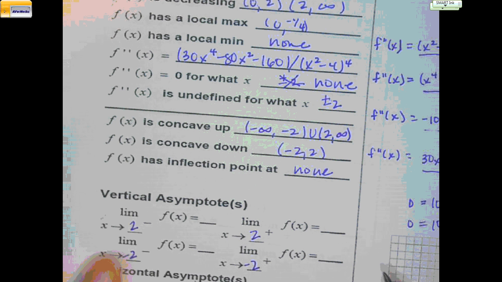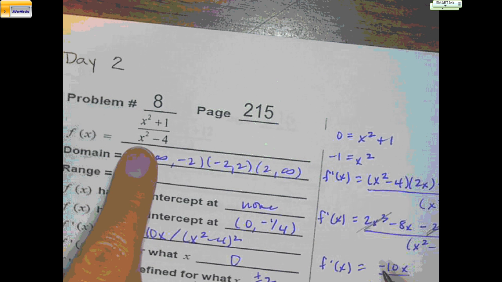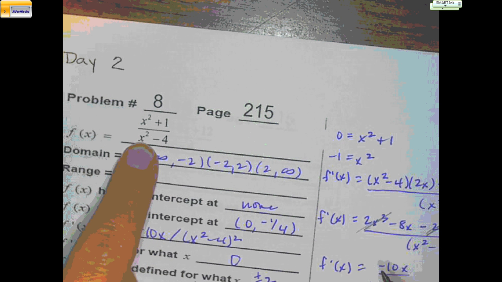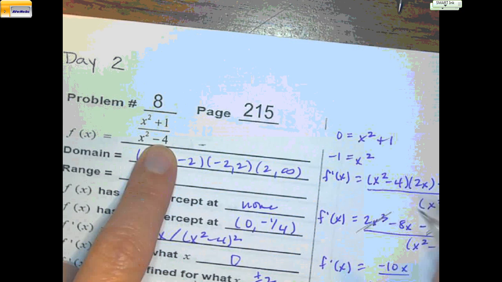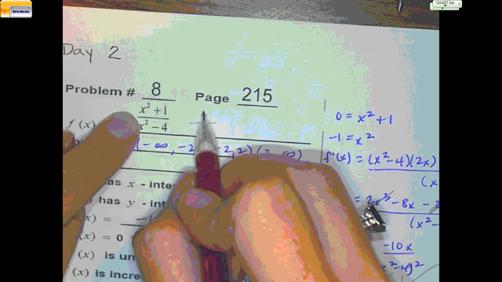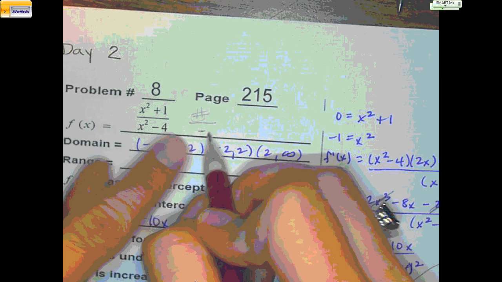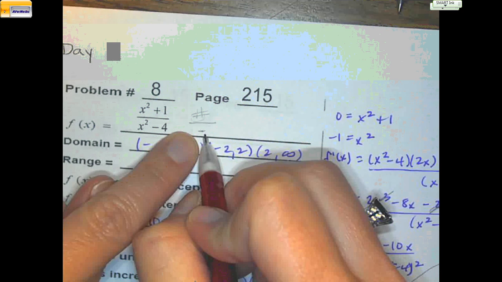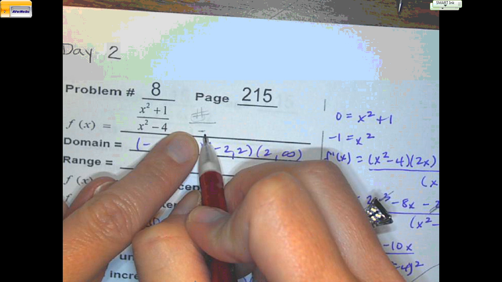So as we're approaching 2 from the left, I'm thinking about like 1.999. If I put 1.999 into this and I square it and then I subtract 4, I'm going to get a negative tiny number, right? On the bottom. On the top, if I put in 1.999 and I square it, I get almost 4 plus 1. So I've got a number on the top divided by a negative teeny tiny number. Doesn't that give you like a really big negative number, like negative infinity? Yes?